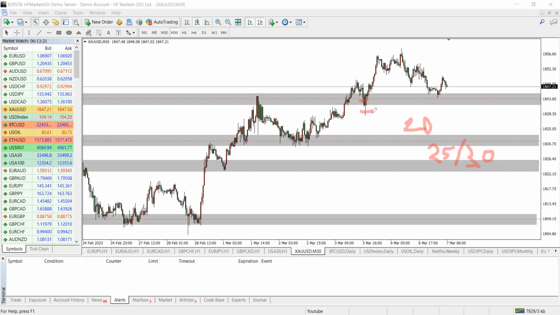Remember, you're using a buffer. But then if it rushes back up like this and your original stop loss was here, you can now move it here, right? So this is one way to do it based on buffer. Another way to do it, remember your entry is here at this area.